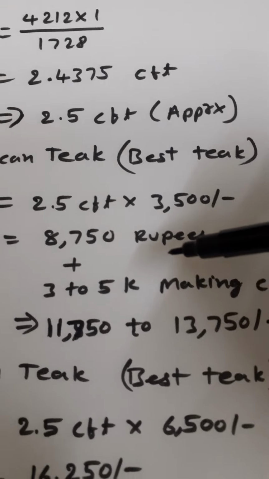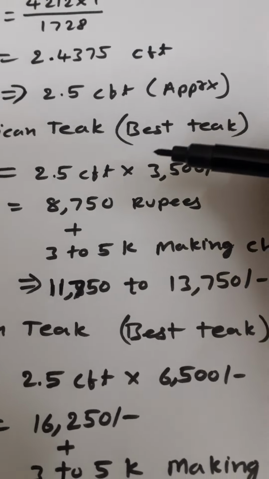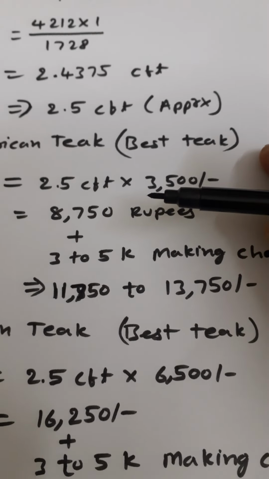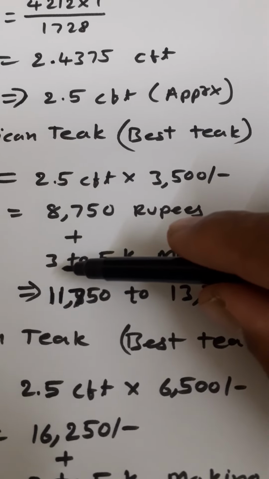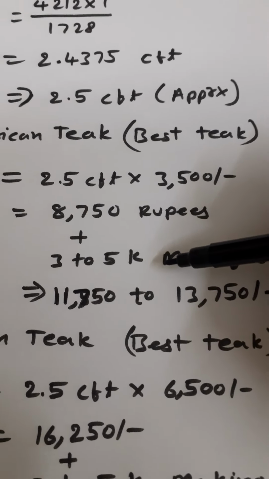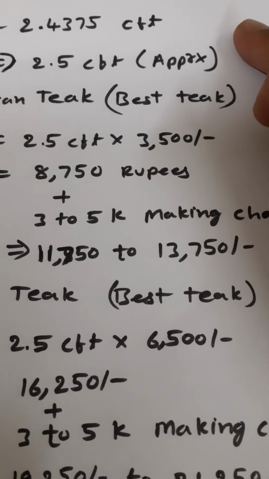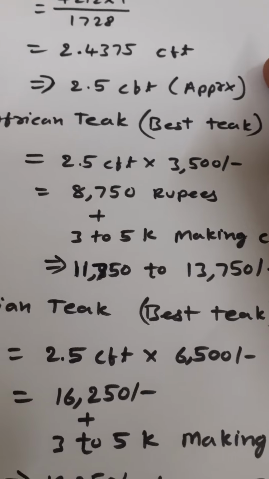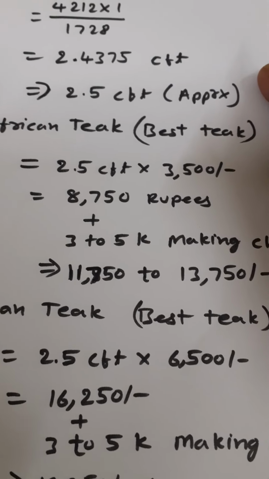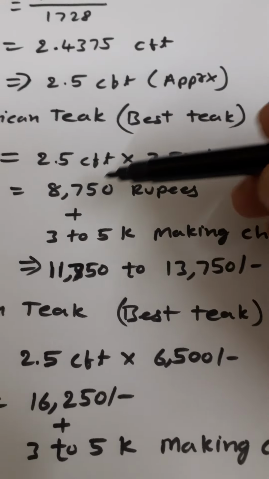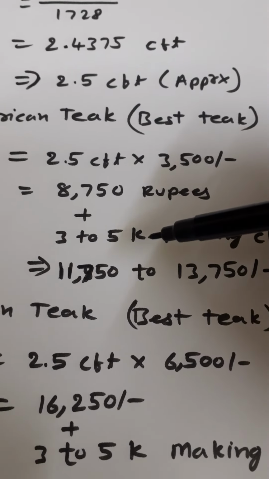And for this we need to add the making charges. So the carpenter will take some making charges. The making charges depend on the design of the door. So it will range anywhere between 3000 rupees to 5000 rupees depending on the design. If we go for CNC cutting, like the design on the computer machine, it will cost a little more. It all depends upon the type of design you are looking for. So for the general type of making, they will take anywhere between 3000 rupees to 5000 rupees.